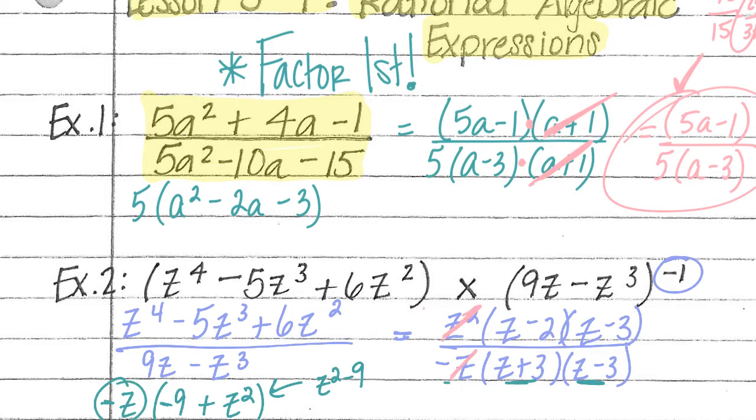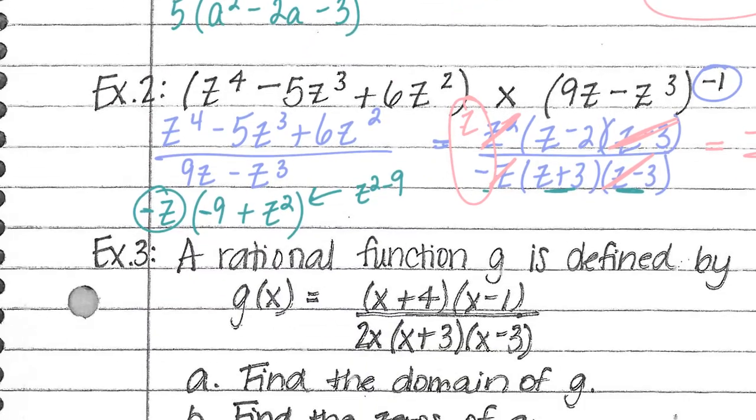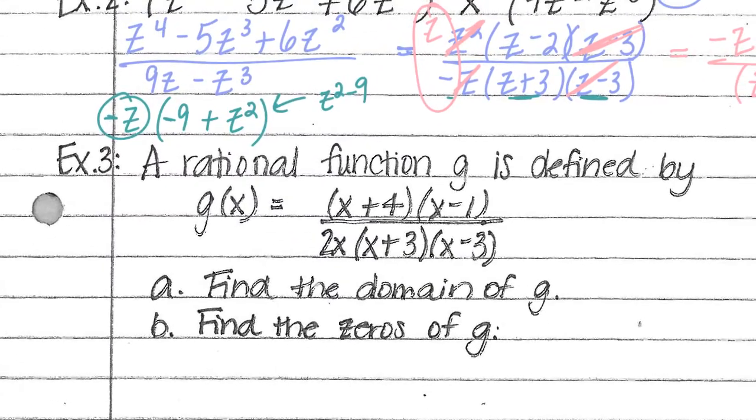Z and z squared could just be z. Ooh, z minus 3 cancels. Very, very nice. So it looks like my answer is negative z, I just combined those two, times z minus 2 all over z plus 3. And I like to just keep them together because that way I could see, hey, what's being multiplied, what's being added. Great, great job.